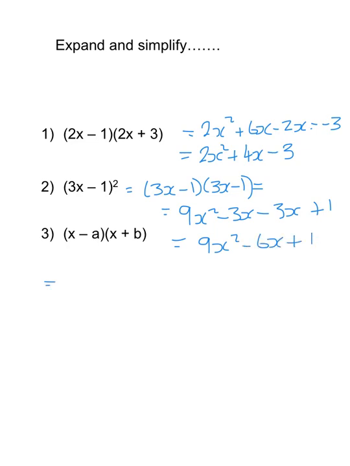And finally, 2 first terms, x squared, 2 outer terms plus bx, 2 inner terms minus ax, 2 last terms minus ab, and we can't simplify that any further.